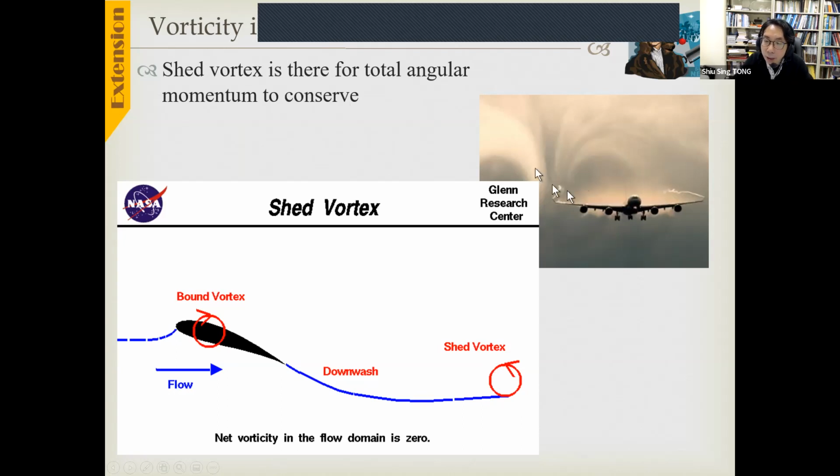So if you see it clearly, when the airplane flies, if there's some mist, fog or cloud behind the airplane, you will see the shed vortex. The shed vortex is going to get the fog to rotate and make it visually appearing. Okay.